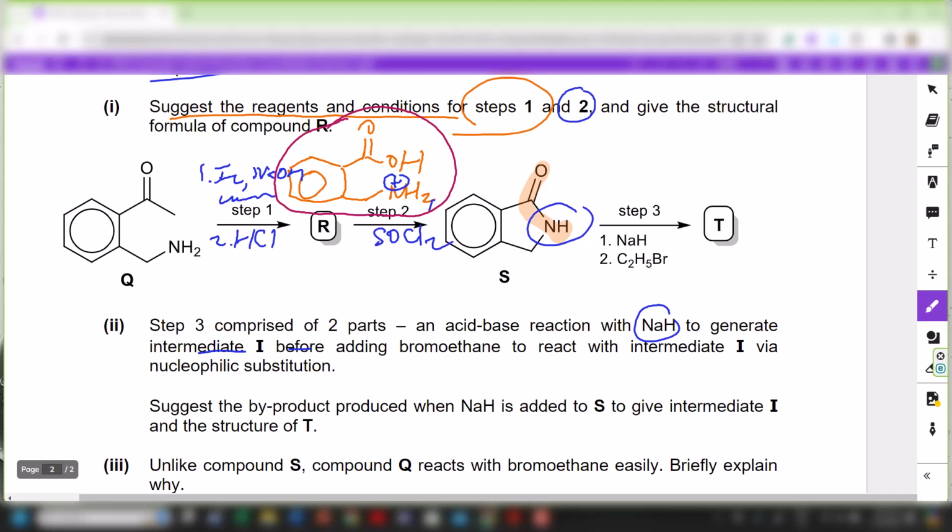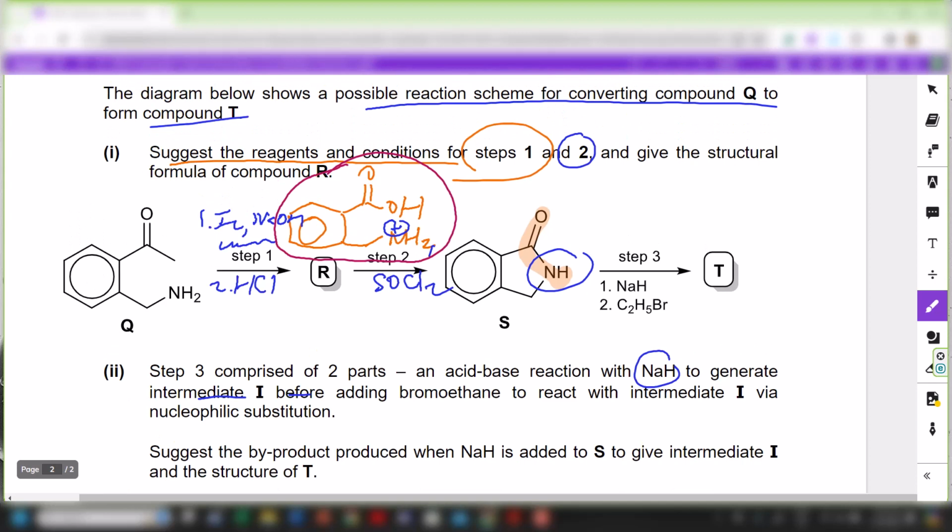Yeah, so because of that, before the nucleophilic substitution takes place, the acid-base reaction between NaH and S is likely to generate an intermediate that looks something like this. I'm just going to draw the intermediate. So intermediate I will look something like this, with a negative charge, two dots, and of course Na plus. So this is intermediate I.